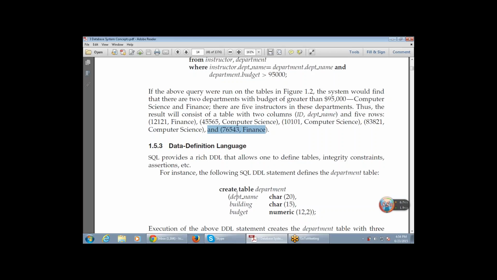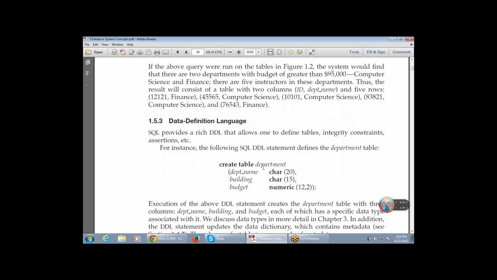So this is one of the examples. This is the data definition language. This is used for creating the table. So create a table. Now the name of the table is department, and these are the multiple fields, and these are the various data types that are required, or what is the type of the fields that is available.